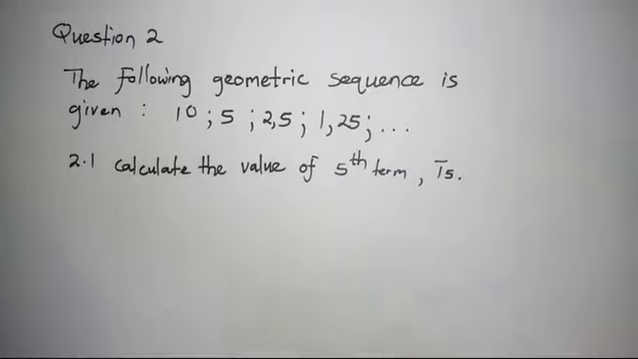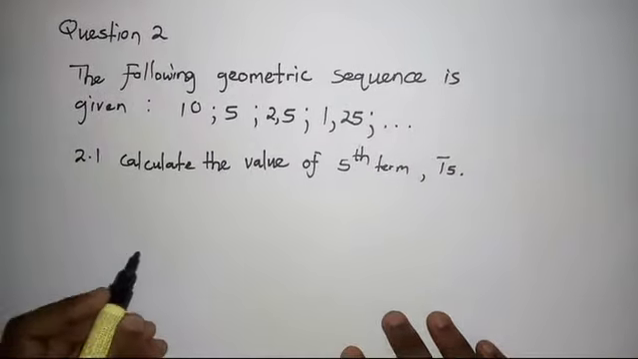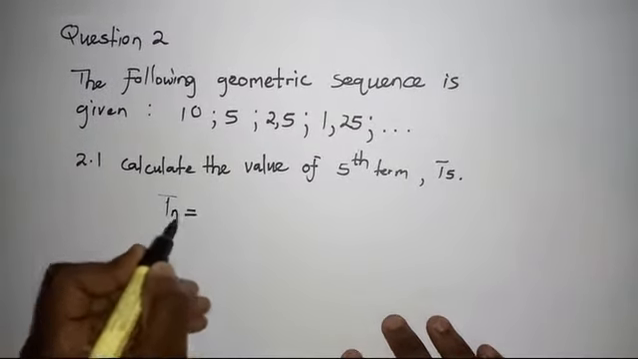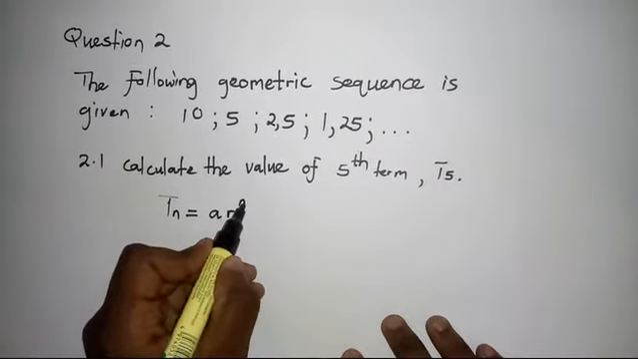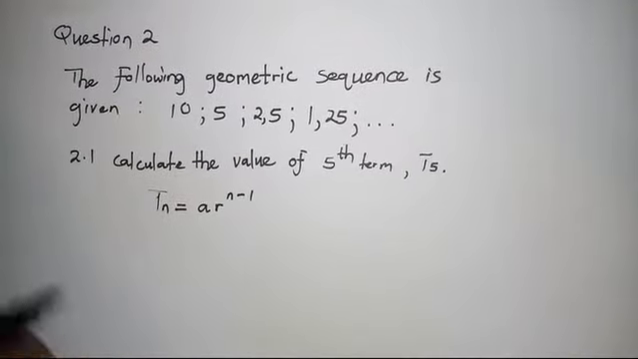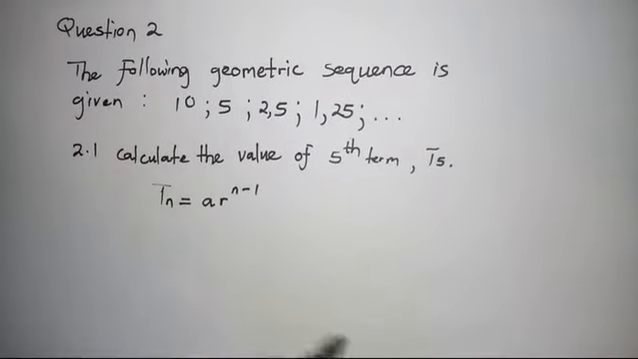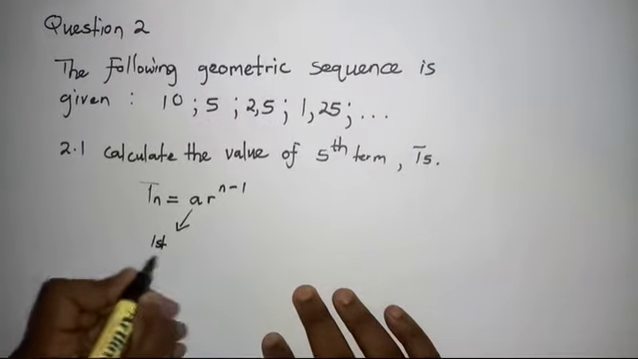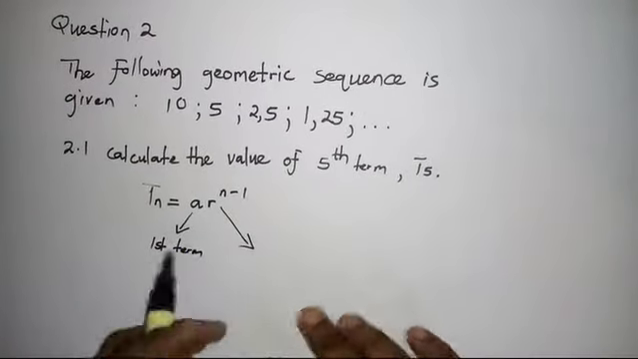To calculate any term in the geometric sequence, you need to know the formula, and it is as follows. Tn is equal to ar to the power of n minus 1. So Tn, which is the value of a term in the sequence, is equal to ar^(n-1). This a represents the first term of the sequence. Then this r is the ratio.